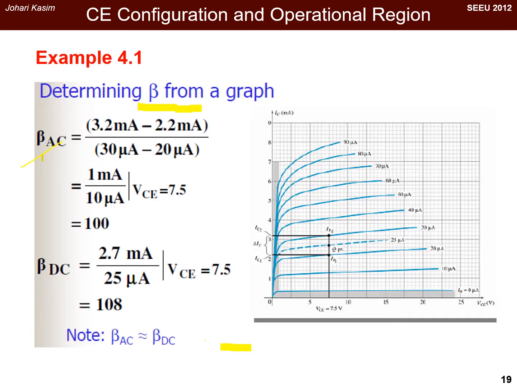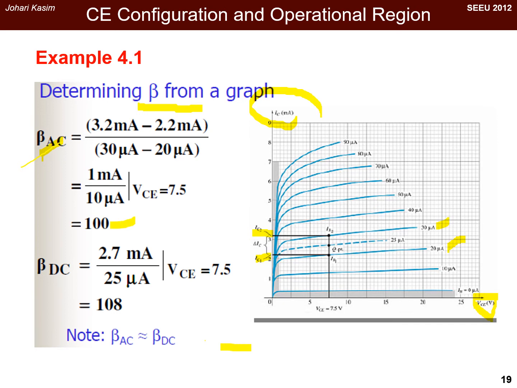Beta can be determined from the output characteristic of the BJT, that is IC versus VCE. From the graph we can calculate beta AC, that is 3.2 minus 2.2 divided by 30 microampere minus 20 microampere. So the answer is 100.